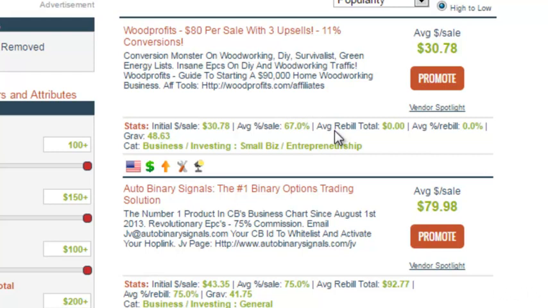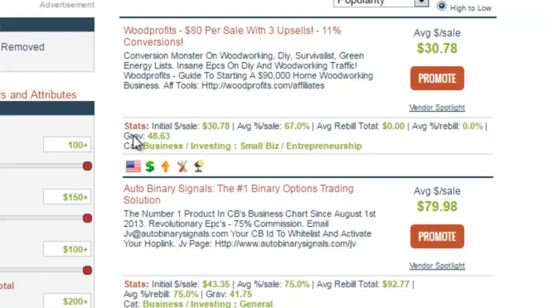this is the average rebill total. This product doesn't have a rebill payment on it, so here is the average percentage rebill, which shows you the amount you earn from the rebill payment. But this product has no rebill payment.